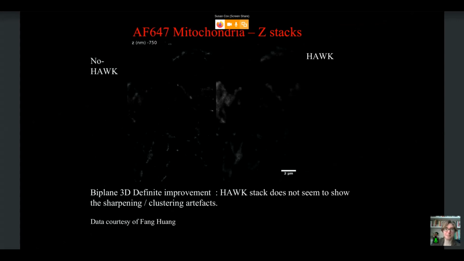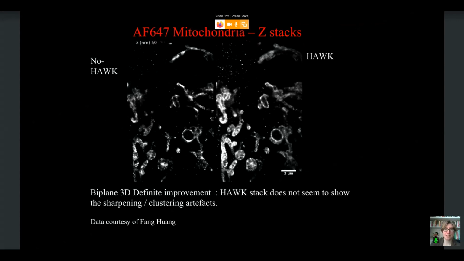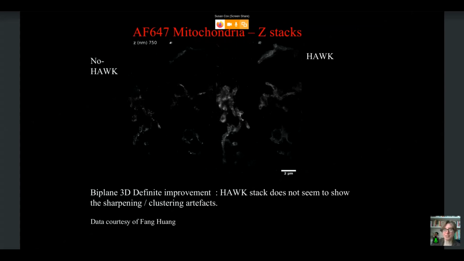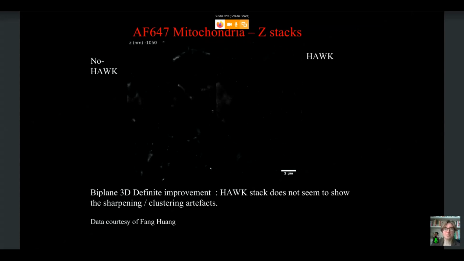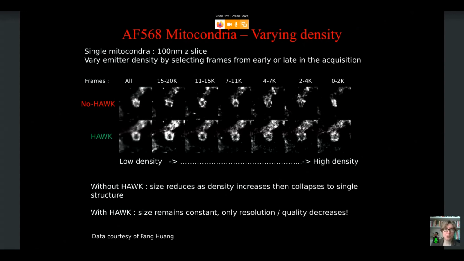And here's some mitochondria. And again, we seem to just get an improvement with Hawk. And we can also test with that biplane data, varying the density. We had different densities at different points, and you can see as we go from low density, without and with Hawk look pretty similar, up to high density where the Hawked image on the bottom right looks pretty similar to the low density image on the bottom left, but the no Hawk image on the top right looks very different from the no Hawk image on the top left.